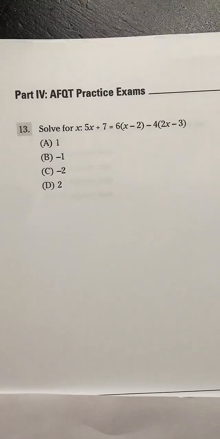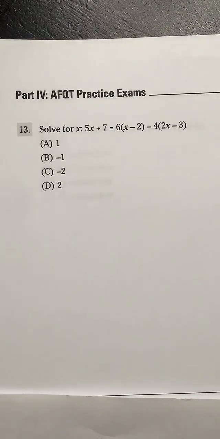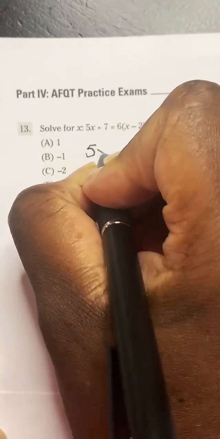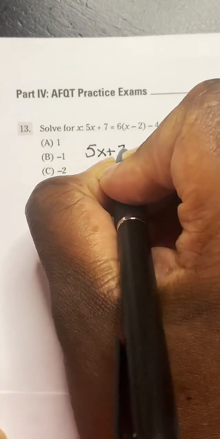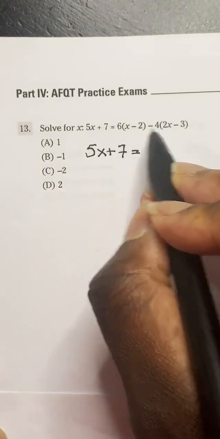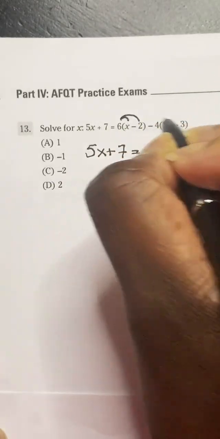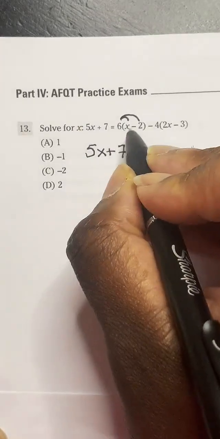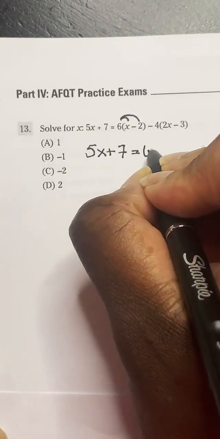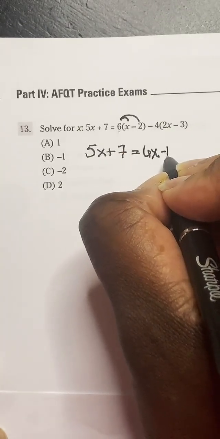So as we can see, we're not too sure, but let me break it on down. So we have our 5x plus our 7. Now, when I have a number next to a parenthesis, that means we're going to do the distributive property. When we distribute, we multiply. So it's 6 times x, which gives us 6x. And 6 times -2 gives me a -12.